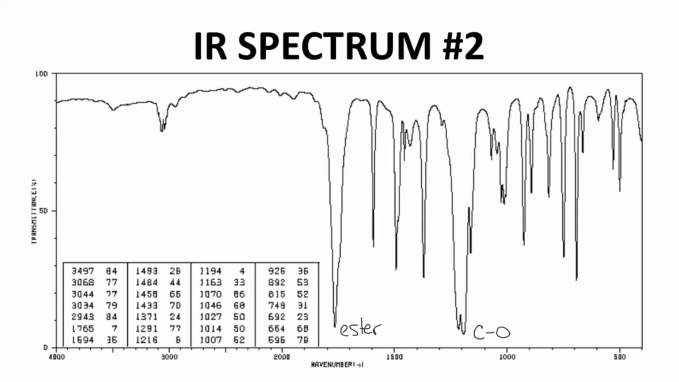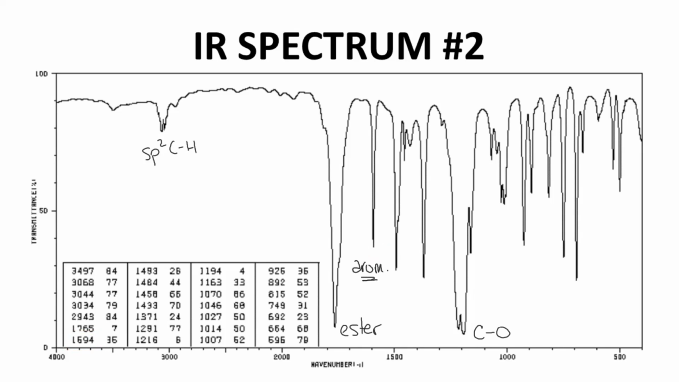What else? There isn't much in the CH region, but what is here is mostly beyond 3000 wave numbers. So this could be sp2 CH from an alkene or aromatic ring. If alkene, we might see a peak at 1640-ish. If an aromatic ring, we'd expect a signal about 1600. What do we have? This absorbance at 1594. That is an aromatic ring.